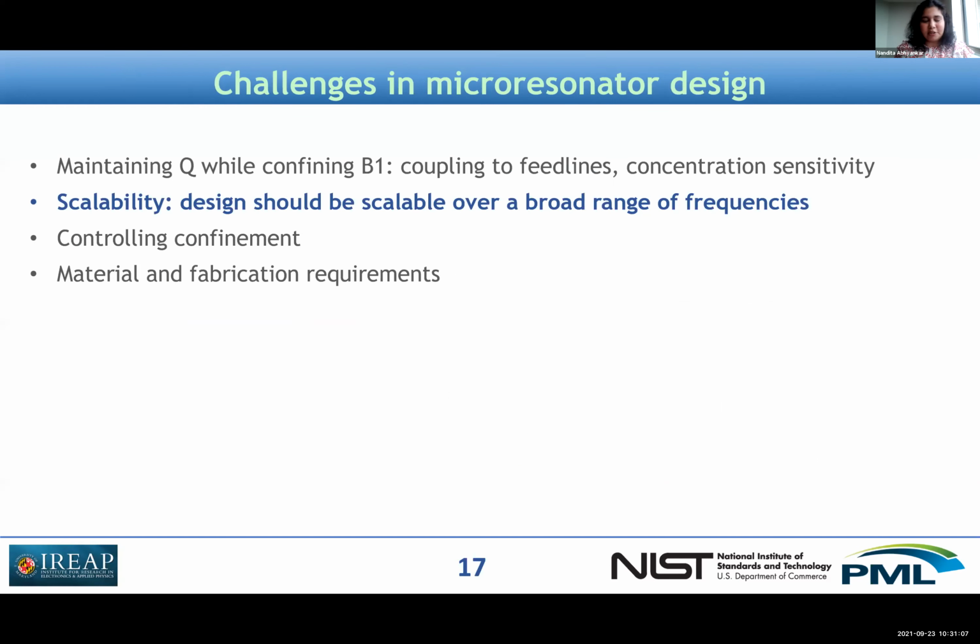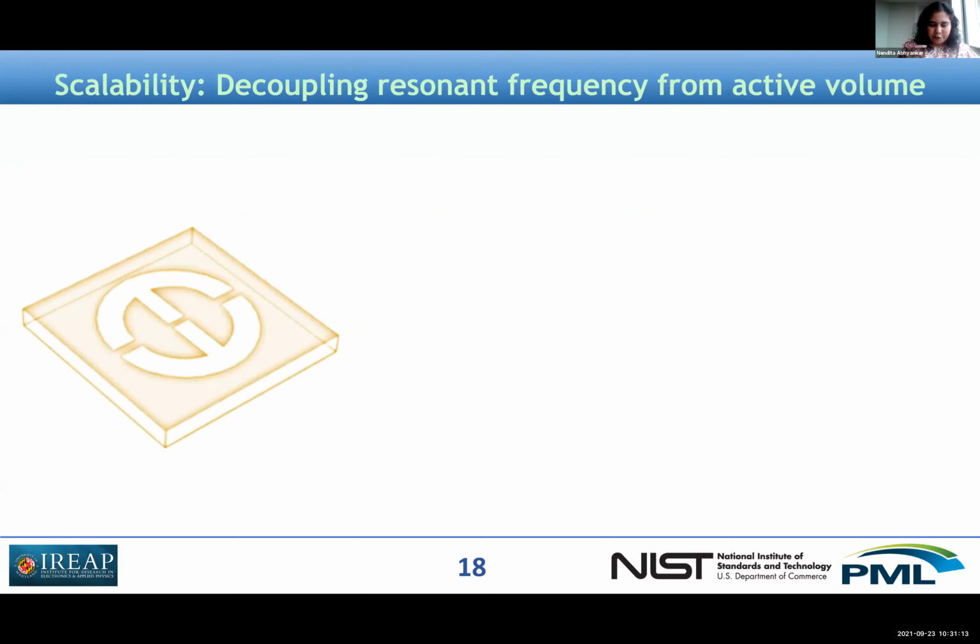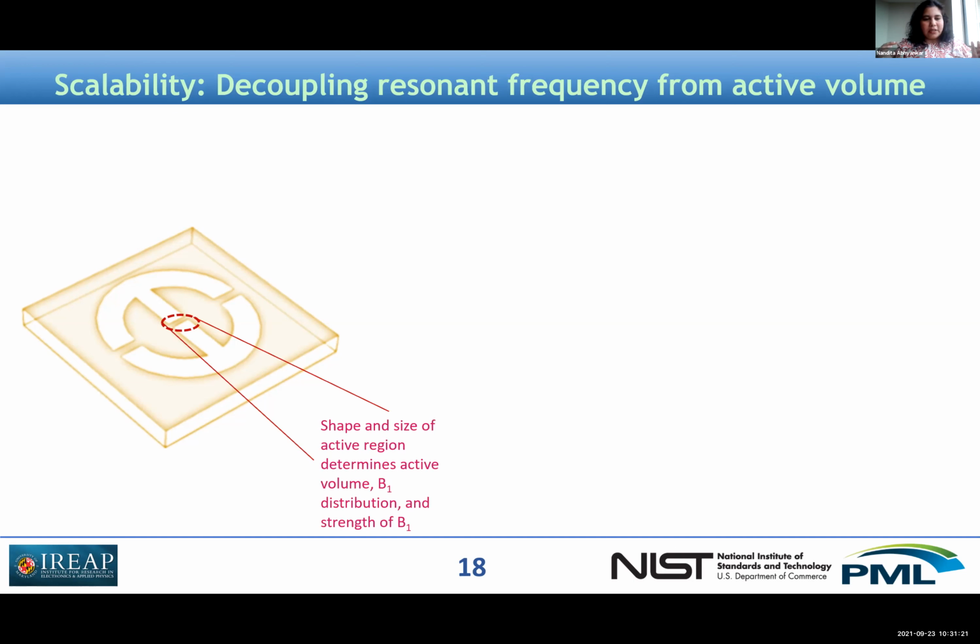Okay, so the second challenge that I mentioned is the scalability. The design should be scalable over a broad range of frequencies. So let's go back to our metal film on the dielectric substrate. What the planar inverse anapole allows you to do is decouple the resonant frequency from the active volume. In typical loop gap resonators, you basically keep decreasing the size of the loop as you go to higher frequencies, because at higher frequencies, the self-resonant loop is going to have to be smaller. And so the resonant frequency is coupled to the active volume, and there's really no way to decouple them.